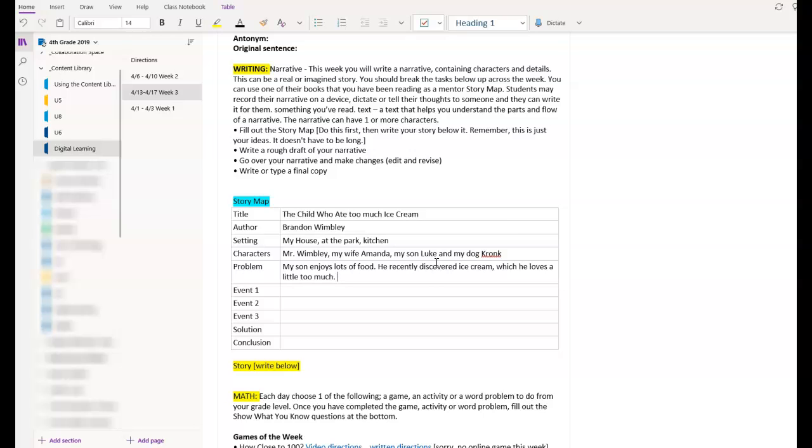So that's my problem, and his love for ice cream, we're going to find out, is going to be the big problem. So what's the event? Well, the event was the first thing that happened. We went on a picnic at the park and brought Luke. Oops, that was my next thing. So while we were at the park, the ice cream truck came by.